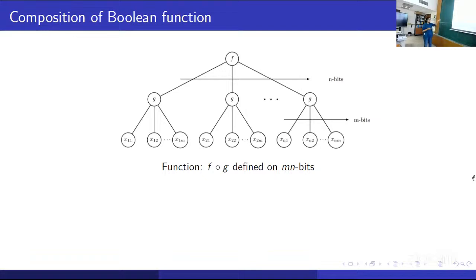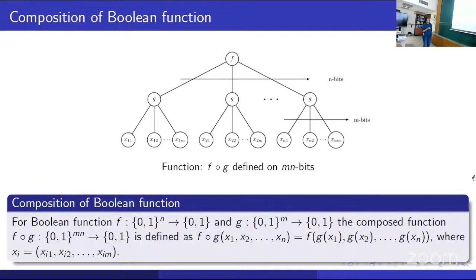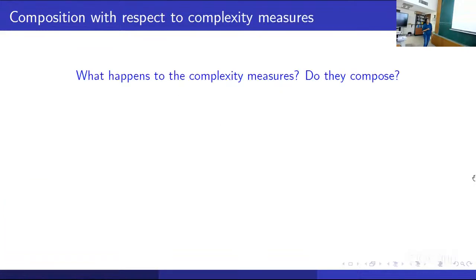And for total functions, it is easy. For partial functions, we just have to be sure that the inputs are consistent. That's all. So this is how we define our composition.